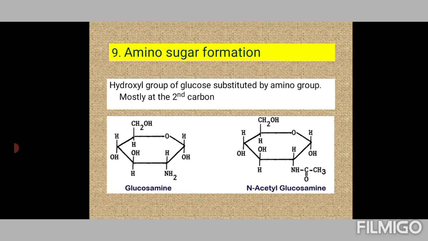Now, another example is peptidoglycan, which is a major structural polymer in most bacterial cell walls, and it consists of glycan chains of repeating N-acetyl glucosamine and N-acetyl muramic acid. Both of them are amino sugars, and these residues are cross-linked with peptide side chains to form peptidoglycan. So with that, we come to the end of this class. Thank you.